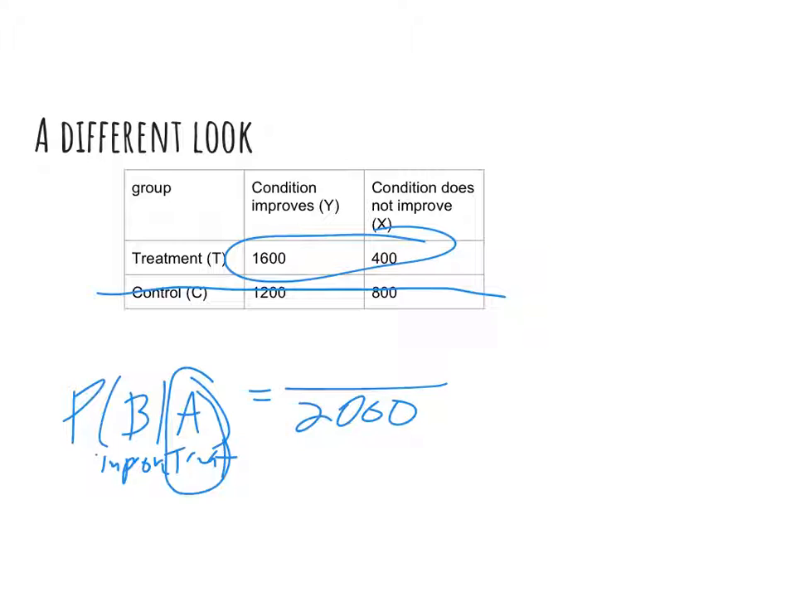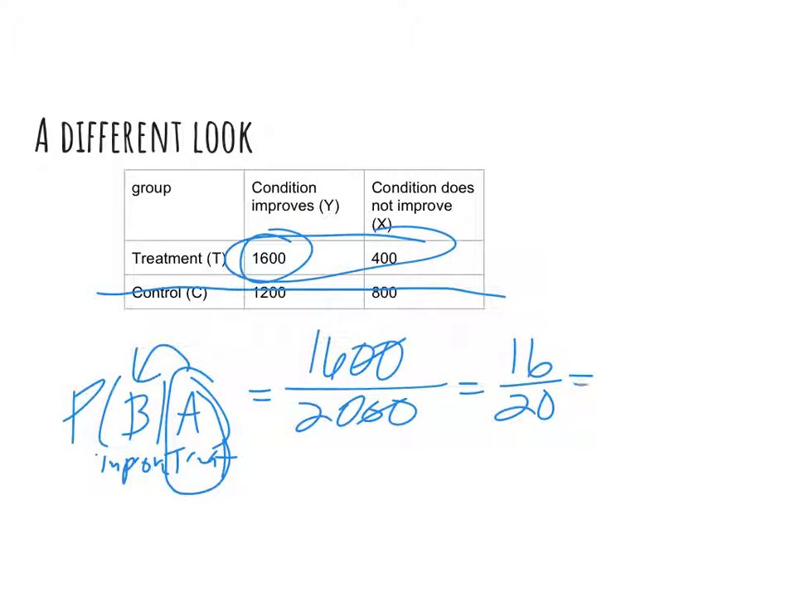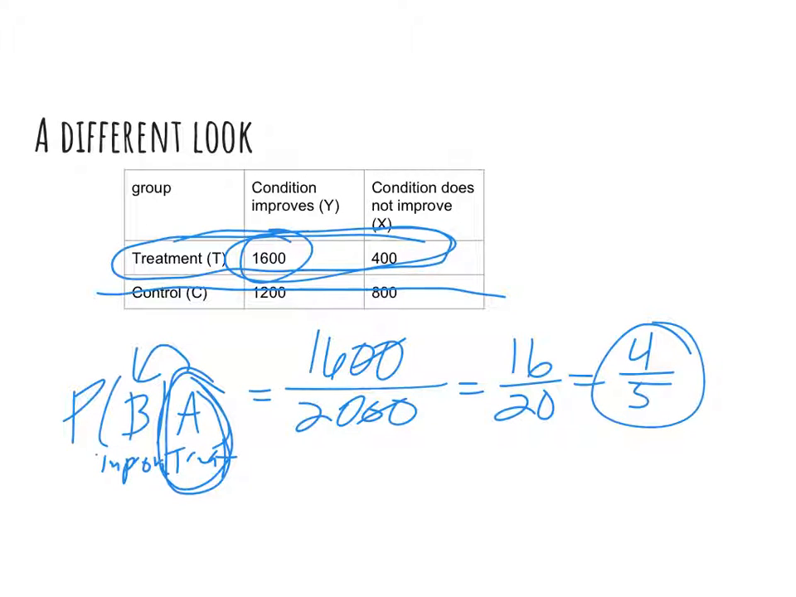So out of the total treatment group, we're looking at how many had their condition improve. Well, that's the 1,600. And you'll notice we get the same fraction that we started with on the last one, 1,600 over 2,000. The zeros cancel, I still get to 16 over 20, and it still simplifies down to 4/5. So this is a little bit easier way to look at it. If you already know that one has happened, you only need to look at the numbers in that row or column.